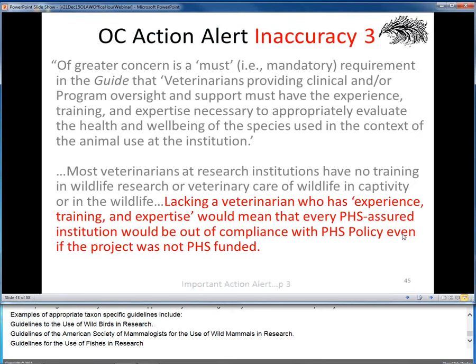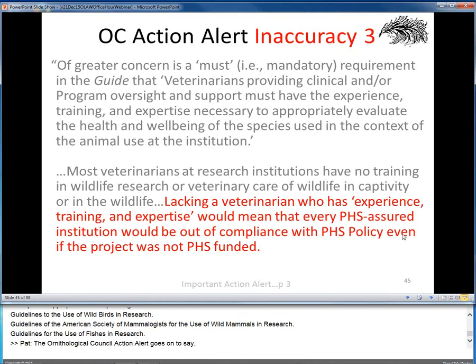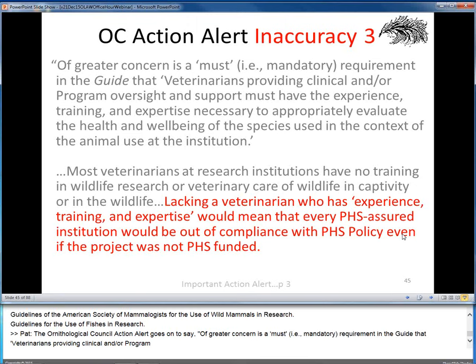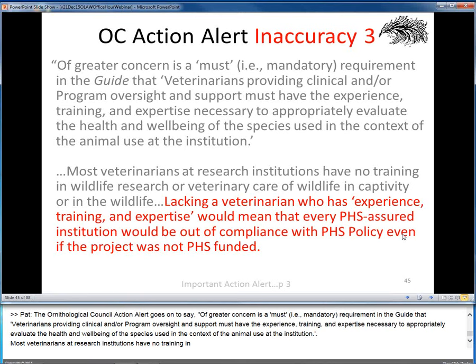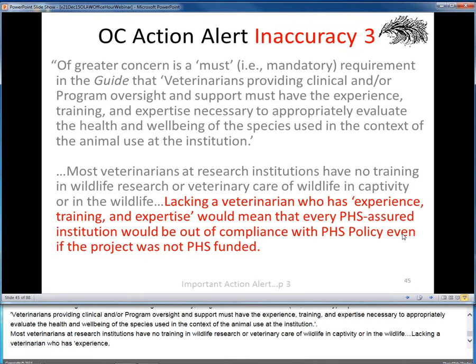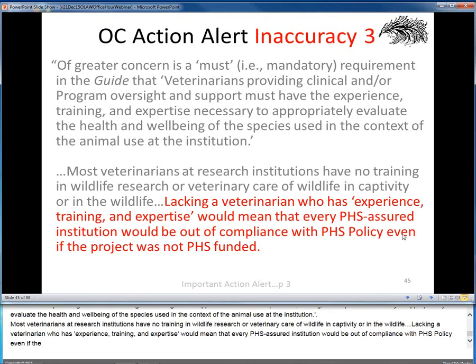The Ornithological Council Action Alert goes on to say, of greater concern is a "must," that is, a mandatory requirement in the Guide, that veterinarians providing clinical and/or program oversight and support must have the experience, training, and expertise necessary to appropriately evaluate the health and well-being of the species used in the context of the animal use at the institution. Most veterinarians at research institutions have no training in wildlife research or veterinary care of wildlife in captivity or in the wild. Lacking a veterinarian who has experience, training, and expertise would mean that every PHS-assured institution would be out of compliance with PHS policy, even if the project was not PHS funded.